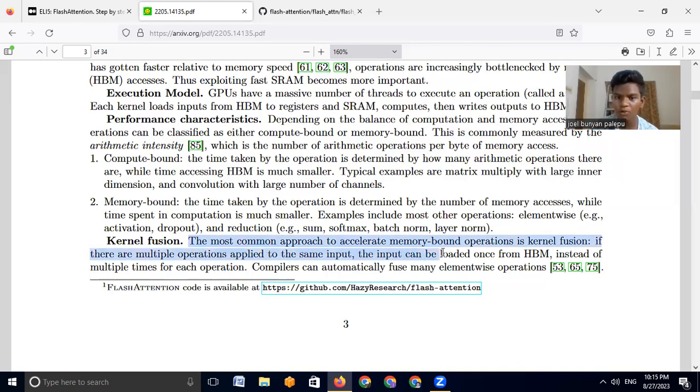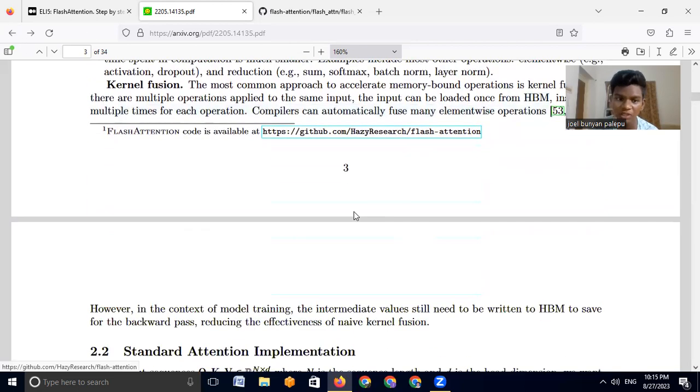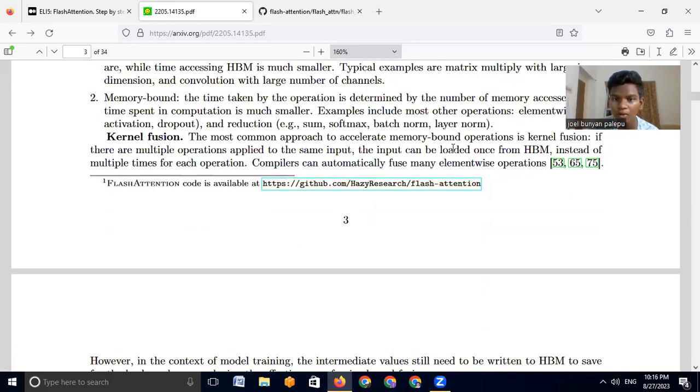The most common approach to accelerate a memory bound operation is kernel fusion. If there are multiple operations applied to the same input, the input can be loaded once from HBM instead of multiple times, once for each operation.